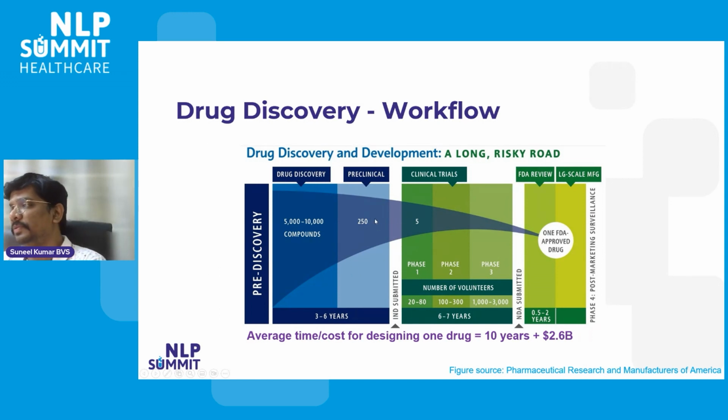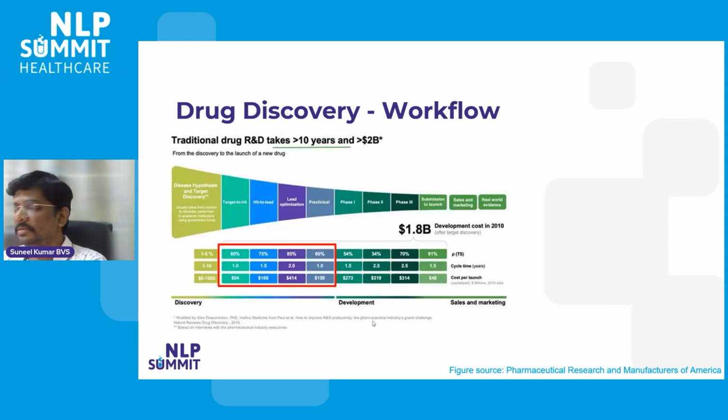Then, if out of 250 compounds one drug-like molecule has ideal properties, that will move to the next stage, and we'll start the clinical trials as phase one, phase two, phase three, with different numbers of volunteers, different disease states, and normal healthy volunteers as well. This will take around 6 to 7 years, and FDA approval will take around 0.5 to 2 years. The average cost of designing one molecule for the entire drug discovery project is around 10 years and $2.6 billion.